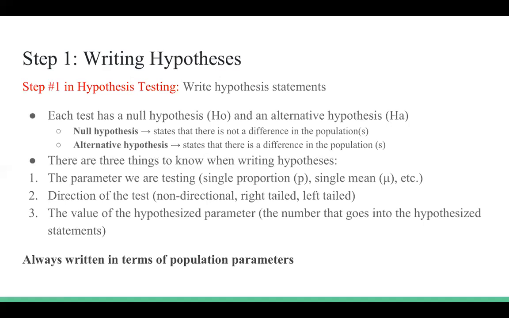The next important thing is the direction of the test, whether it's non-directional, right-tailed, or left-tailed. You'll see left-tailed when you're speaking in terms of something that is less than another thing, and right-tailed is greater than. And third, the value of the hypothesized parameter. That's just the number that goes into the hypothesis statements. So you can say p is equal to 0.50. In that case, 0.50 would be the value of your hypothesized parameter.